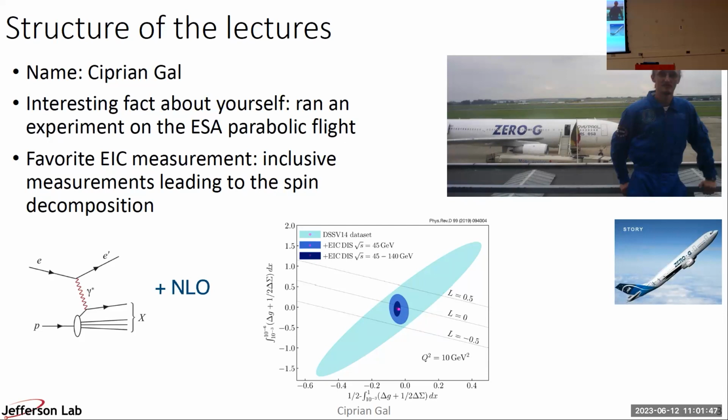My name's Brenna. An interesting fact about myself: on Friday, I saw a bird, but it was really big. So my favorite EIC measurement would be rare isotope production in the second interaction region.